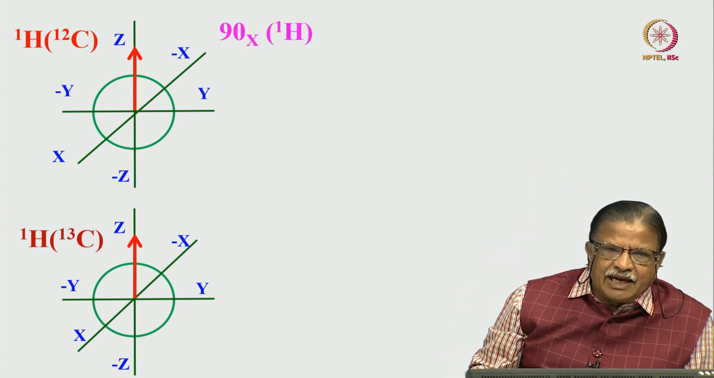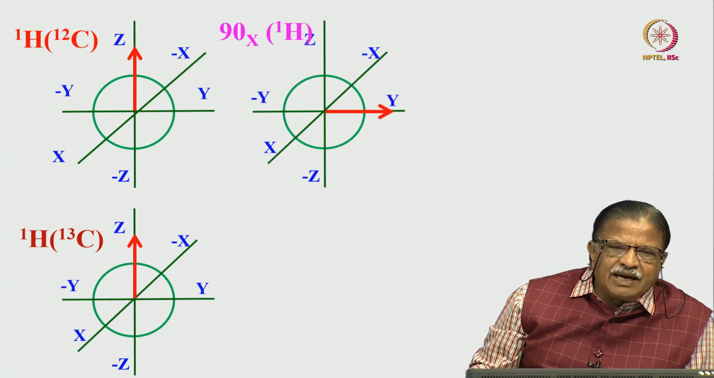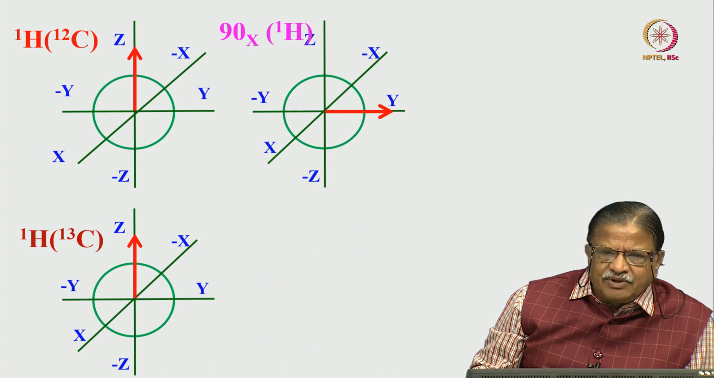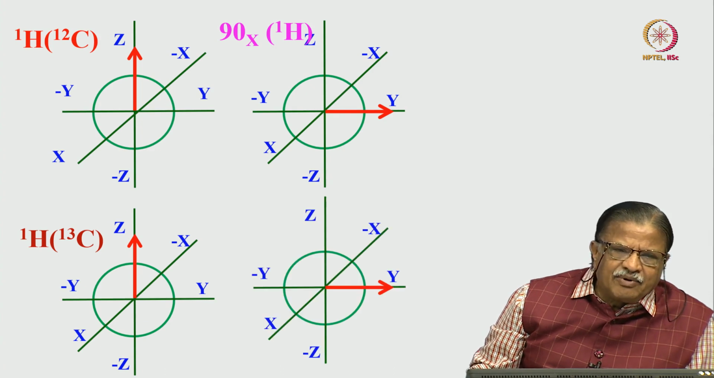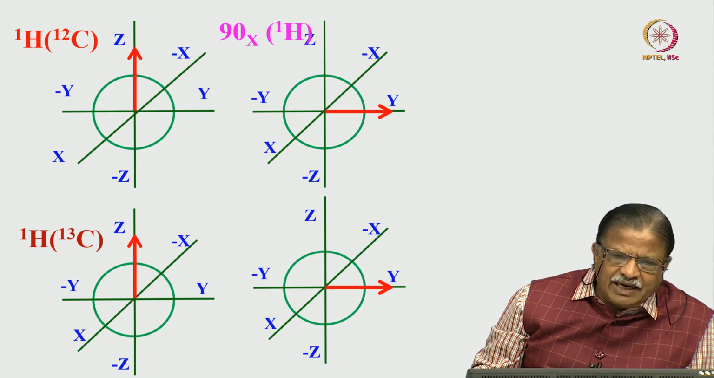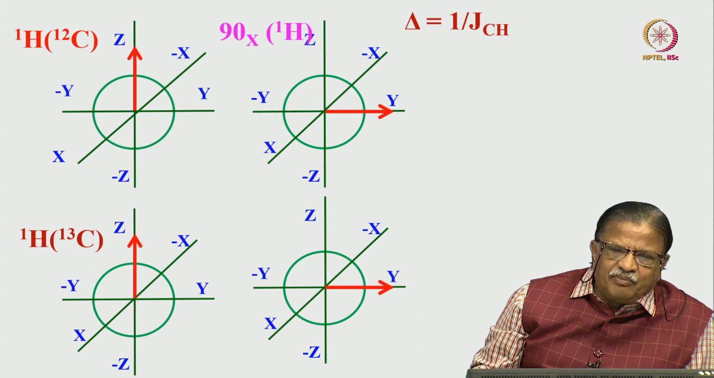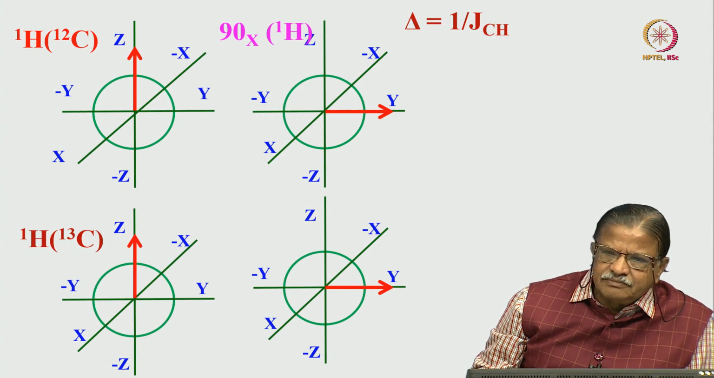Apply a 90-degree X pulse on proton. Then what happens? Proton attached to carbon 12 will come to this. Similarly, proton attached to carbon 13 also will come to the y axis because of the 90-degree pulse. Give a delay of 1 over JCH.